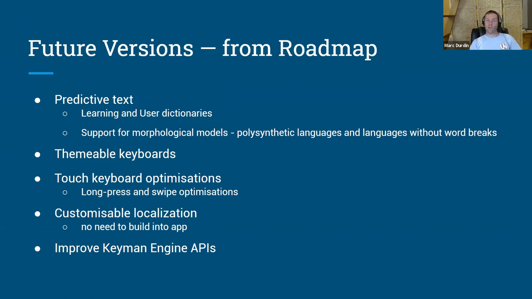We want to add support for morphological models. So that's polysynthetic languages, languages without word breaks as well, and allowing you to work with languages that glue words together, rather than English, which is lots of small words. That is a fair bit of research work, particularly because word lists don't work quite the same way in those contexts.